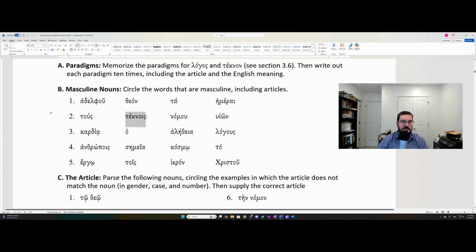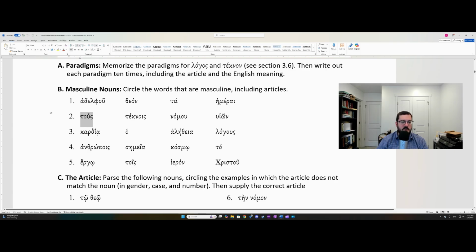So technois is the dative plural. And we know that the dative plural ending here, for the neuter and the masculine, is the same, but this is nonetheless a neuter. That's of course because technon can refer to a boy child or a girl child. It's just generally the word for child. That leaves us with 3 options.